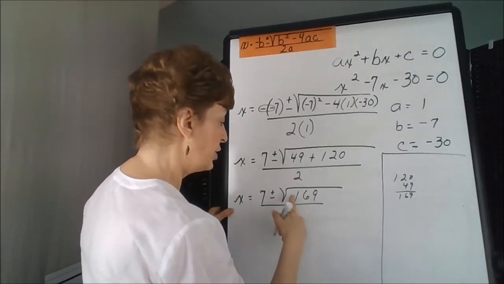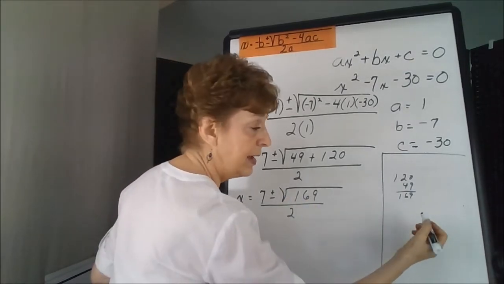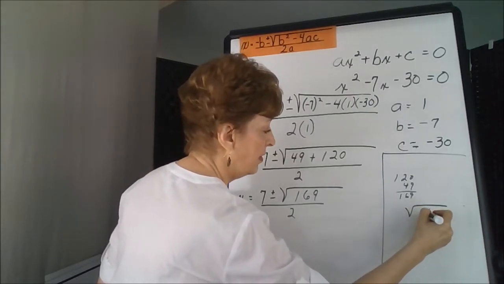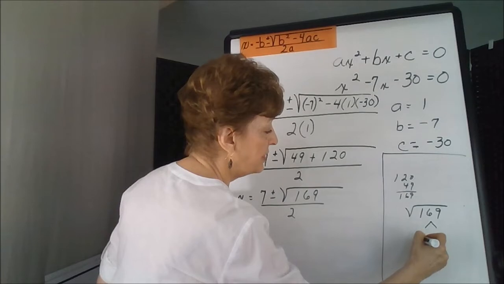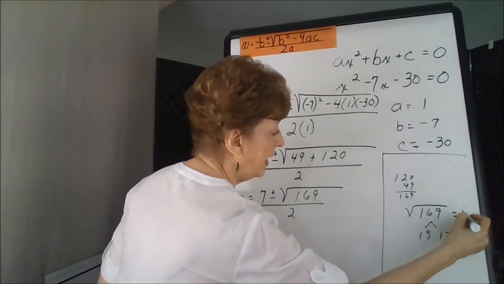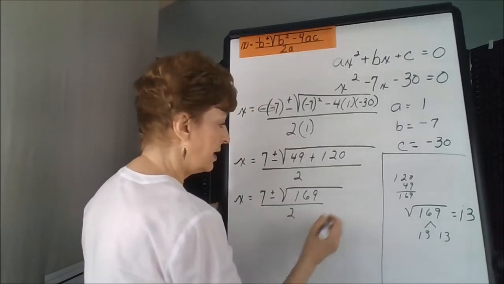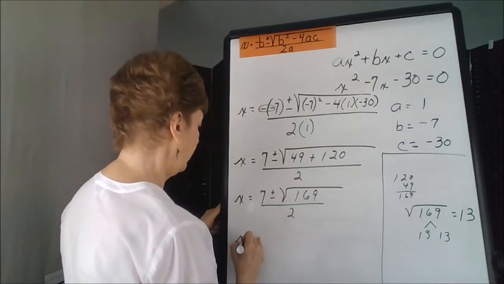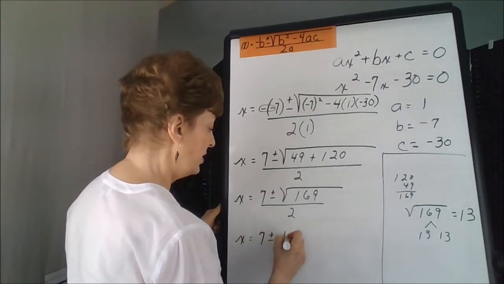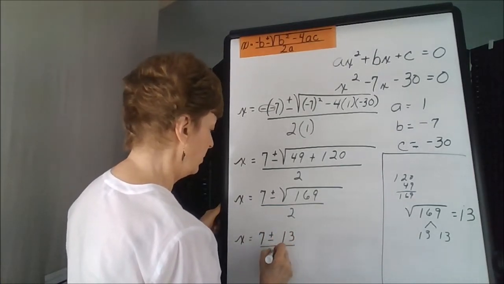The simplification of the 169, I think we had this one before, where the square root of 169 was 13 times 13. So that comes outside the radical as a 13. The radical sign goes away now. So we have X is equal to 7 plus or minus 13 divided by 2.